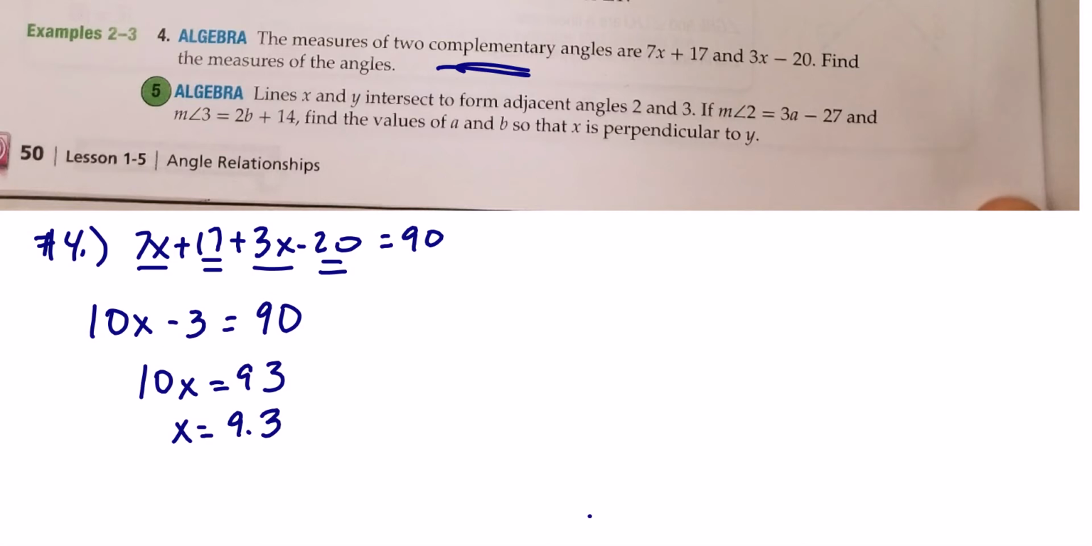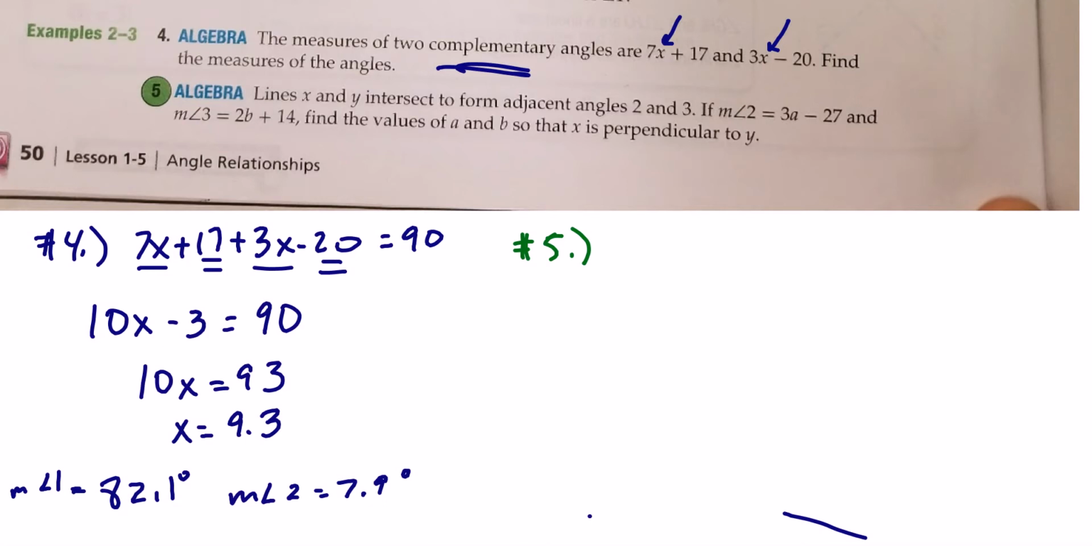Now your answer for that one is not 9.3 because they want to know that you measure the angles. So you're going to plug 9.3 in for x, and you're going to get 82.1. So the measurement of, let's say, angle 1 equals 82.1, and the measurement of angle 2 I use the little m, I use the angle symbol 2, equals 7.9. And I don't forget my degree symbol. That's it for 4.